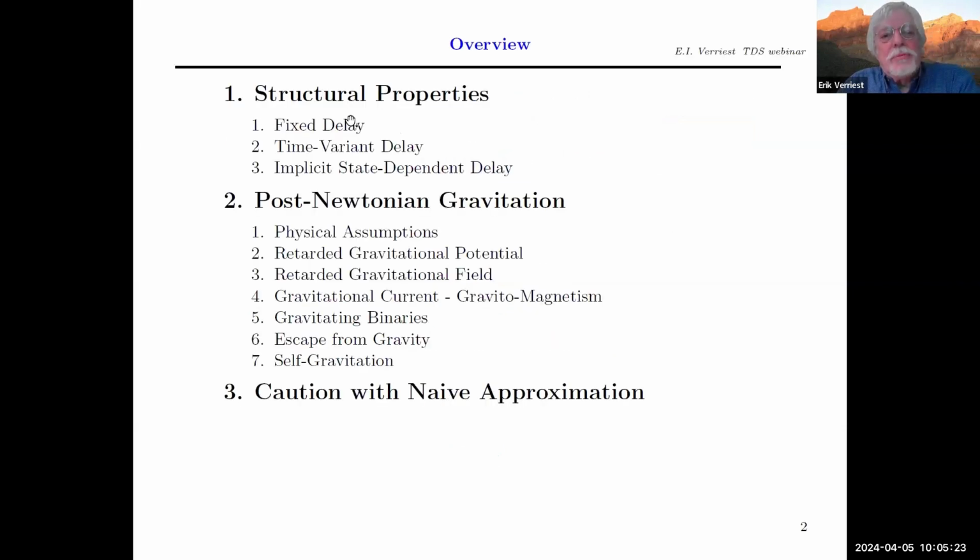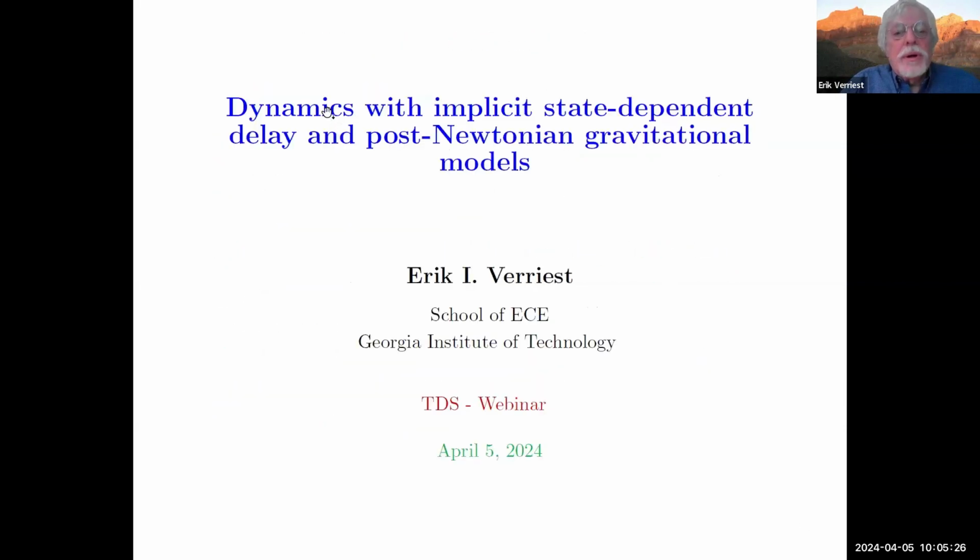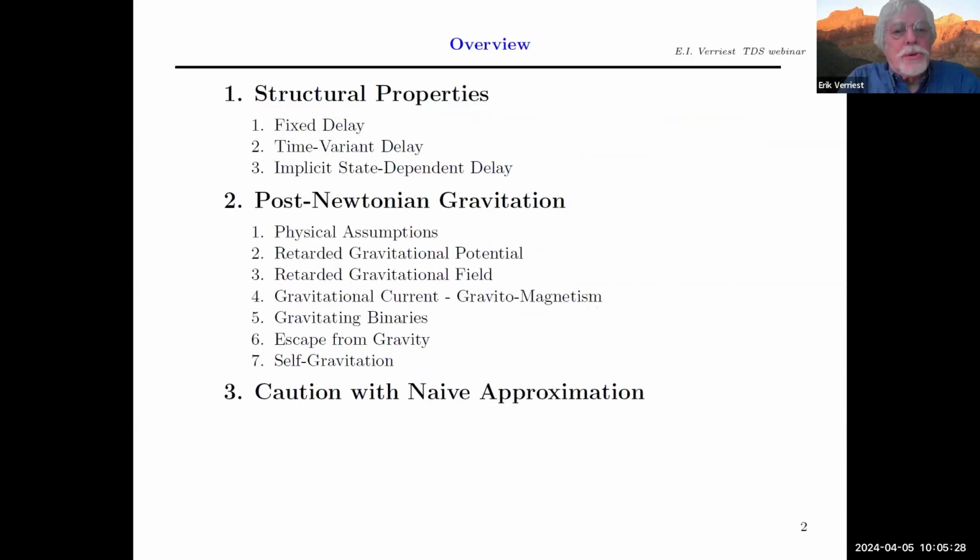So I'll first talk a bit about structural properties of systems with delays. Most of us, of course, do know about that already. And then I will talk about some, this time, not so much engineering aspects, but rather physical aspects, an application in post-Newtonian gravitation. And then I will conclude with a caution that naive approximation can be dangerous in these systems.